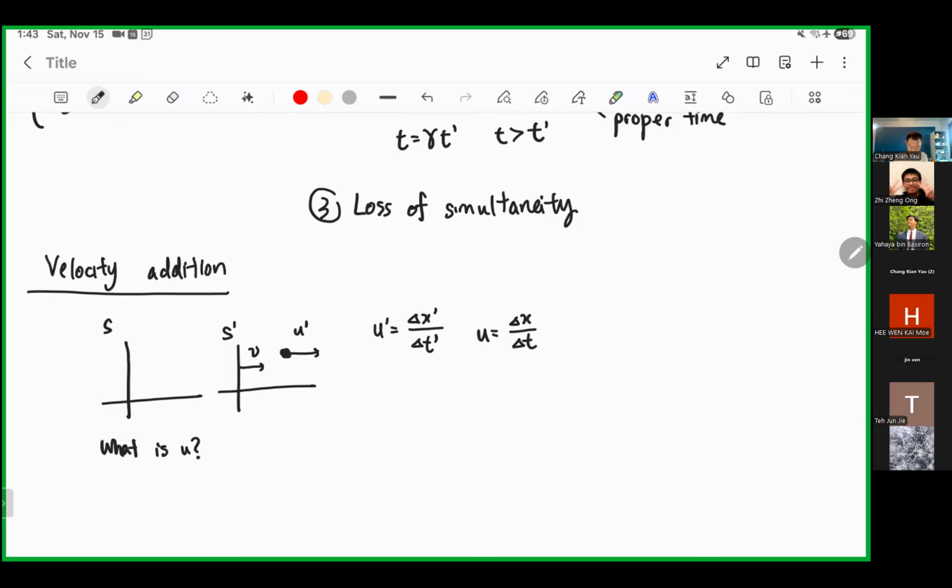And then you have the velocity that's viewed from the S frame itself. And then I'm going to try to use these two definitions, combining with the Lorentz transformation, to get the velocity addition formula. So we can try. U prime equals, okay, I'm just going to plug in the Lorentz transformation equations.